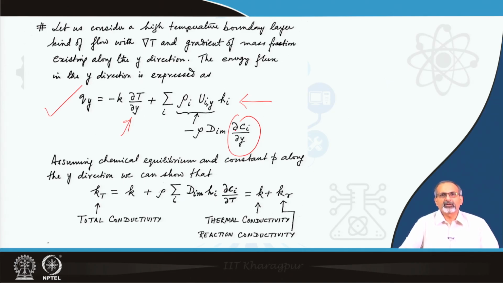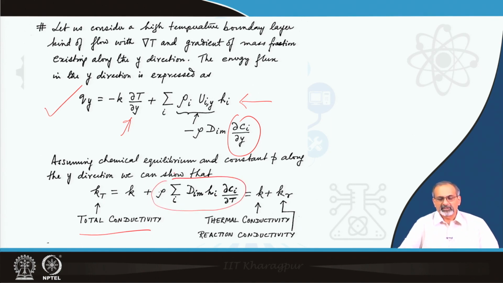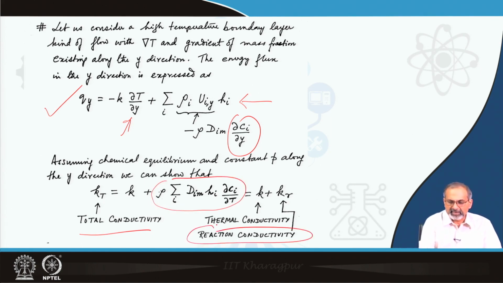Assuming chemical equilibrium and constant pressure along the y direction, we can show that the total conductivity is nothing but the thermal conductivity as well as an expression of this form, which is coming from the diffusion effect, and therefore, we say it is reaction conductivity with a subscript r associated with it. So, for the total we have a subscript capital T, while for the diffusion effect, which is essentially a consequence of the chemical reactions which are going on, we have a subscript small r.